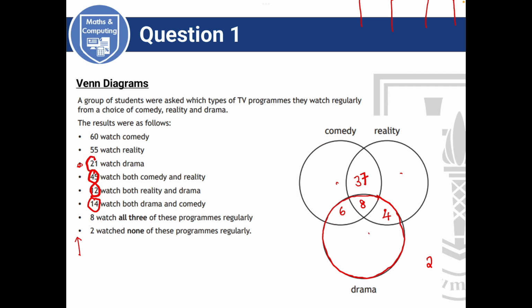I'm going to take 21 who watch drama, so 21, and then I'm going to take away 6, take away 8, take away 4. Okay, and that'll tell me what needs to be left in there. That needs to be 3. Okay, right, hopefully that makes sense.